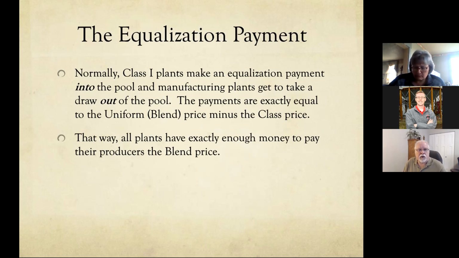Under the equalization payment that I told you plants get to make and draw, class 1 plants are normally making an equalization into the pool, and manufacturing plants get to take a draw out of the pool. Those payments are exactly equal to the uniform blend price minus the class price. That way, there's exactly enough money to pay producers the blend price. That's how all of that works.